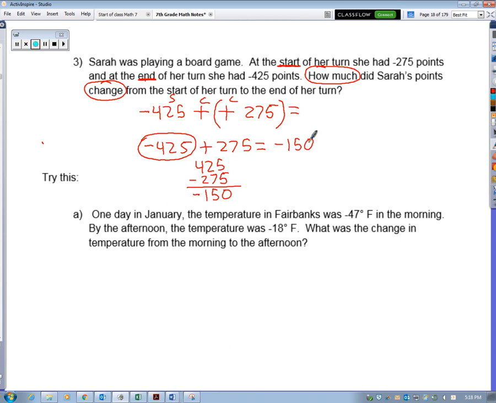Okay, so what this tells us is Sarah lost 150 points. Okay, so she started here at negative 275 points. She lost some more points, and she ended at an even lower amount of points than what she had before. Okay, our problem came together. It makes sense. Alright, I have a try-this problem for you.